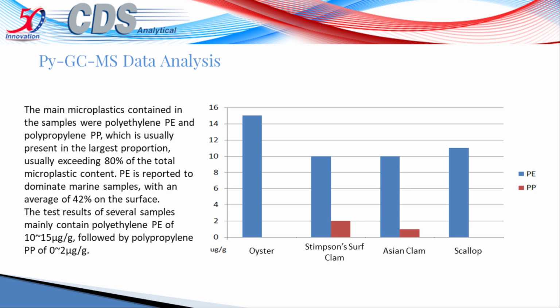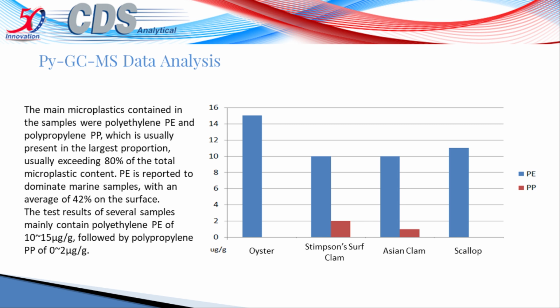The quantification of the microplastics in the shellfish was performed by applying linear equations generated from each calibration plot. It was found that the different shellfish contain mostly polyethylene and polypropylene, exceeding 80% of the total microplastic amount. You can see polyethylene was in the greatest abundance, between 10 and 15 micrograms per gram of tissue, while polypropylene was under 2 micrograms per gram.